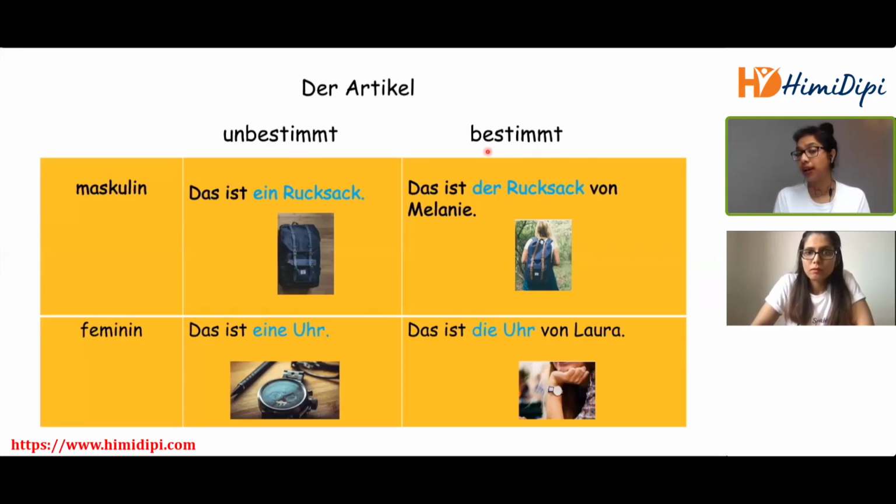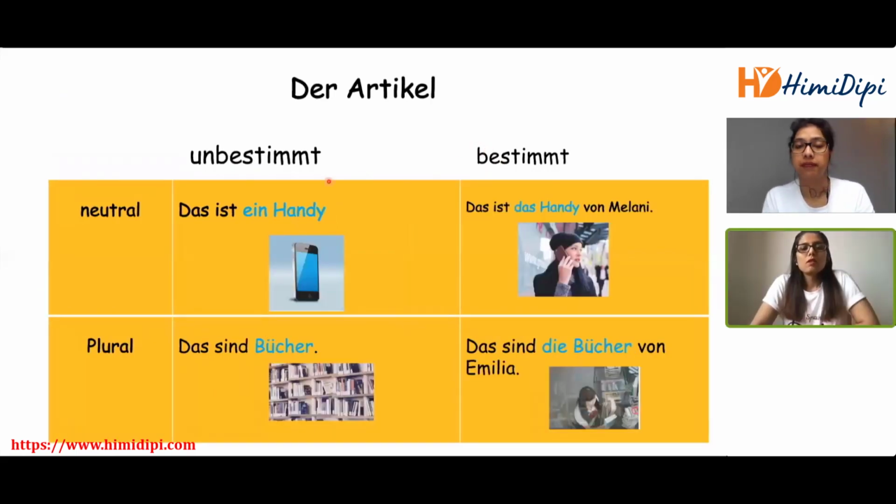Okay, now we can go ahead, Divi. So let us see an example for article in neutral. Das ist ein Handy. It's a handy, it's a cell phone. But now das ist das Handy von Melanie. So we are now talking about the phone of Melanie, the cell phone of Melanie. Hence we use the Bestimmte article das Handy.